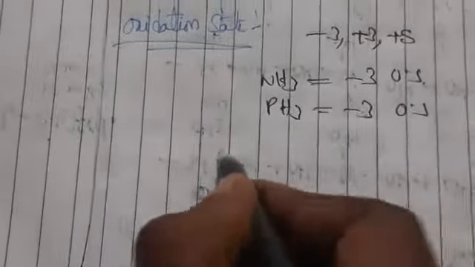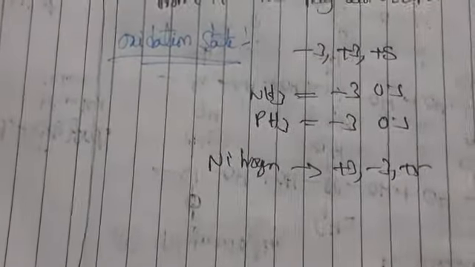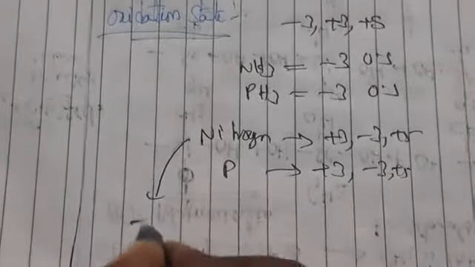Nitrogen can exhibit +3, -3 and +5. Phosphorus also exhibits +3, -3 and +5. Nitrogen can also exhibit +1, +2 and +4, as in N2O, NO and NO2.